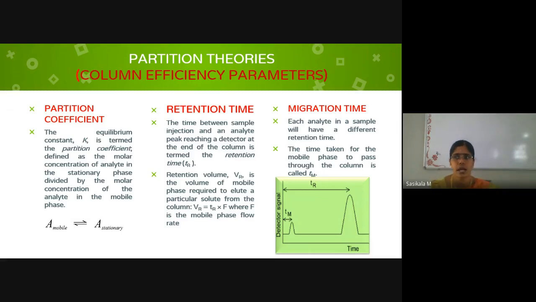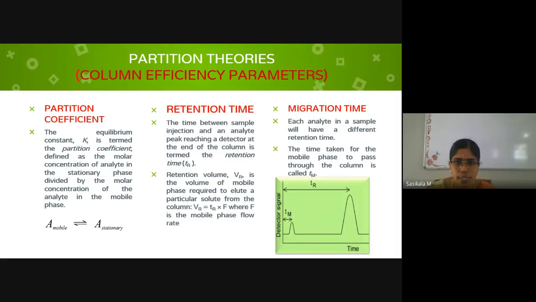Because no 2 components have the same chemical structure, they will have different distribution properties between mobile phase and stationary phase. In partition, both stationary phase and mobile phase are liquids, and both are immiscible liquids. Between the immiscible liquids, your sample will be distributed, and at one point the distribution attains equilibrium between the 2 phases. That is called K. K is nothing but the partition coefficient, that is the equilibrium of distribution of solute between stationary and mobile phase.